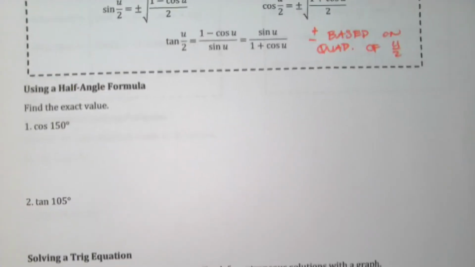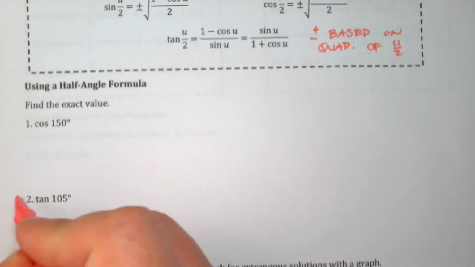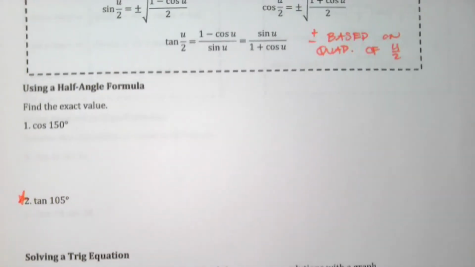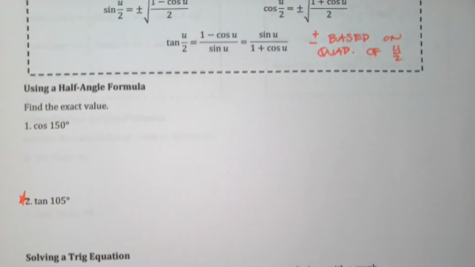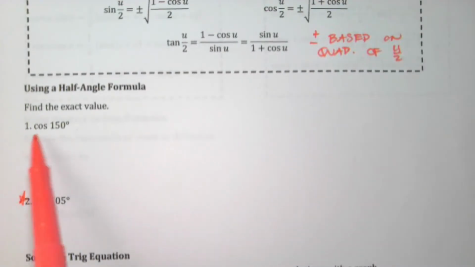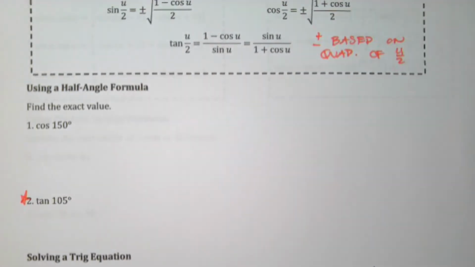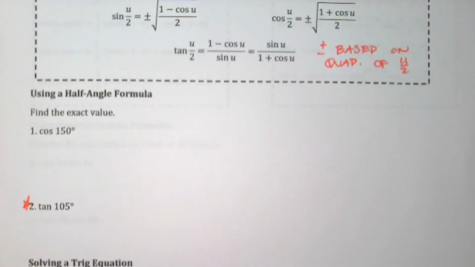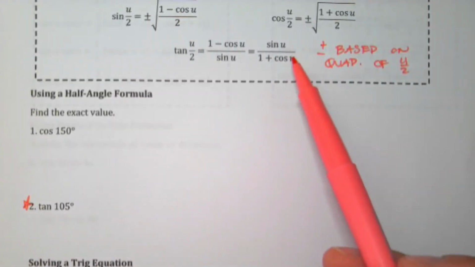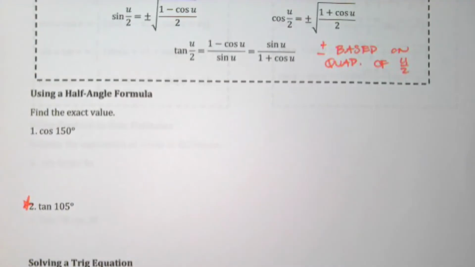So, looking at number 1 and number 2, you guys will be giving number 2 a shot after we knock out number 1. For number 1, I want to find the cosine of 150 degrees. Now, we could look at the unit circle and we may know what the cosine of 150 degrees is. But just to show a nice example of when we do know the value so we know what to expect, here's how we can use our half-angle formulas to find the cosine of 150.